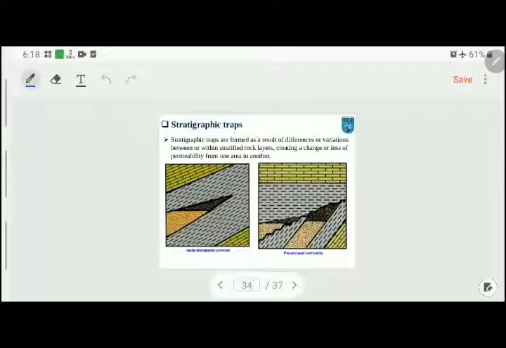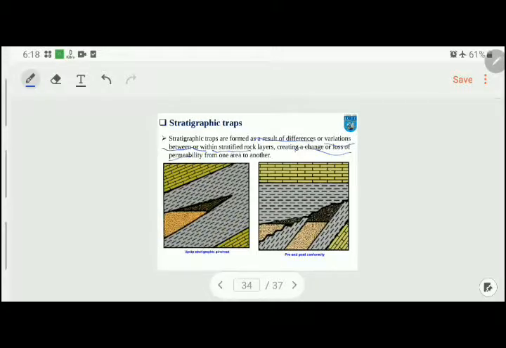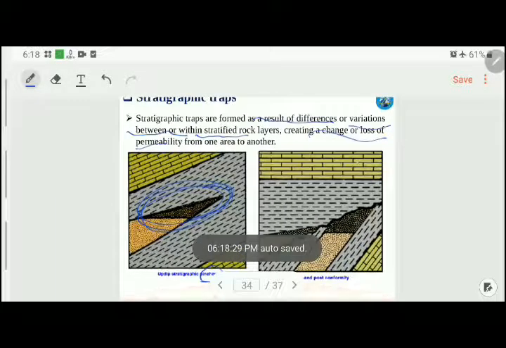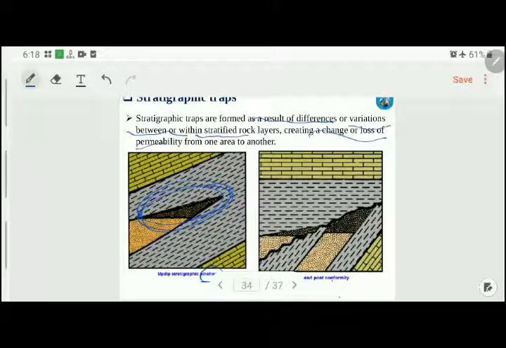Stratigraphic traps are formed as a result of differences or variations between or within the stratified rock layers, created by a change or loss of permeability from one area to the other. Just like these stratigraphies, which they call pinch out, shaped like a lens, sometimes just like the lenses. Also we have something called the pre and post unconformity. An unconformity happened in these layers, which led to oil being present in this area and in the other area.